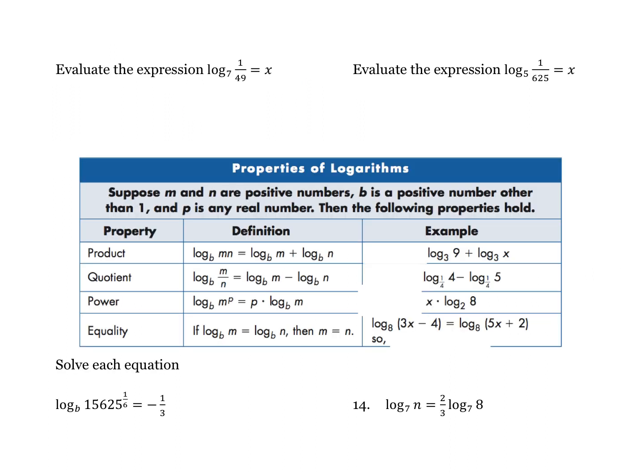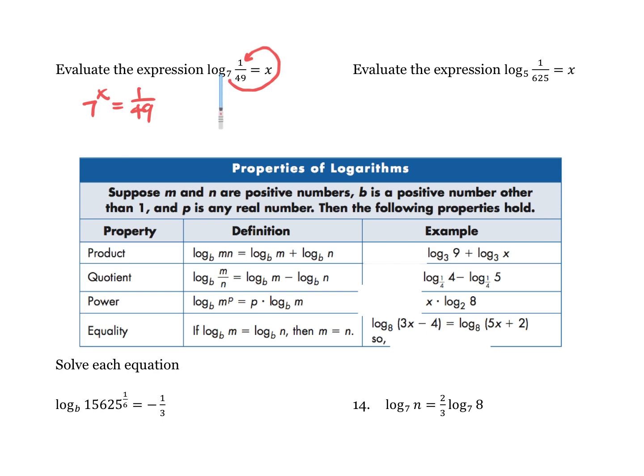Let's flip it. This is the last thing I'm going to have us do. Here we go. Evaluate the expression. 7 to what power is going to get us 1/49th? So let's rewrite that: 7 to the x is 1/49th.